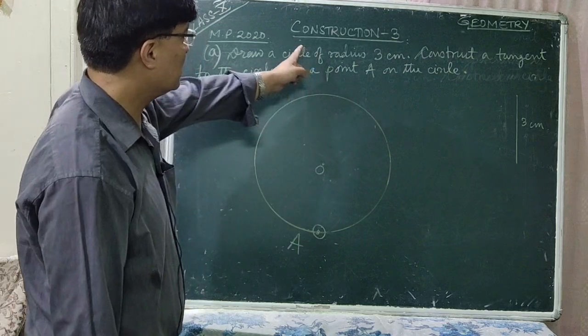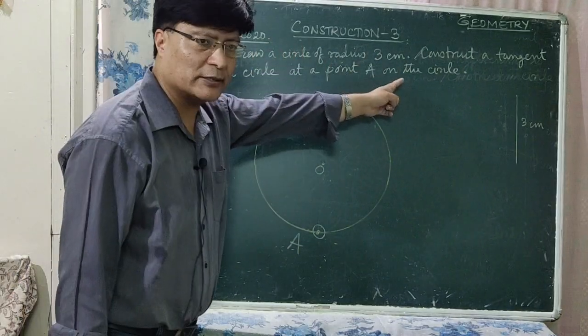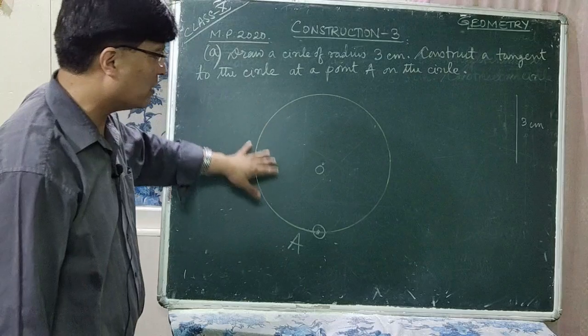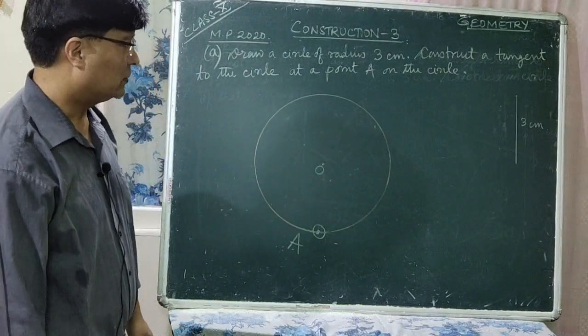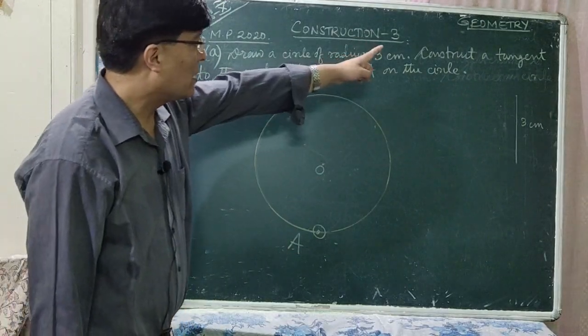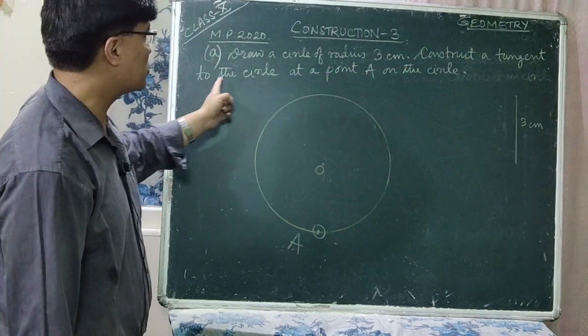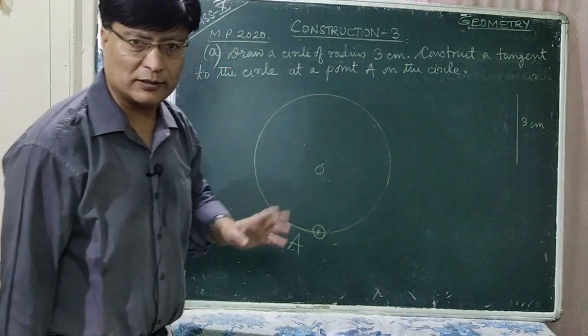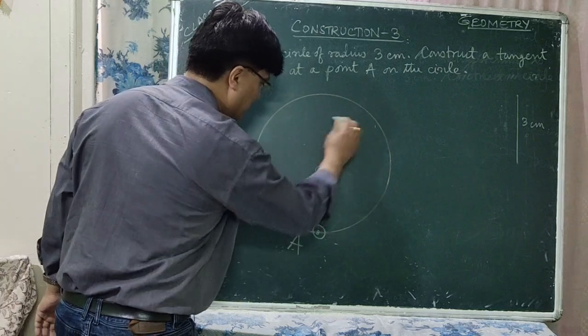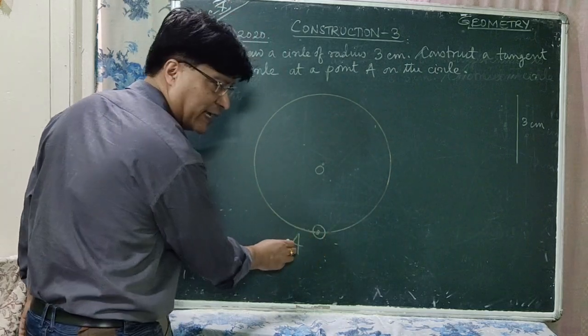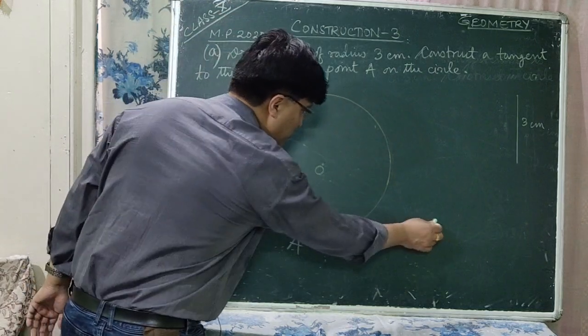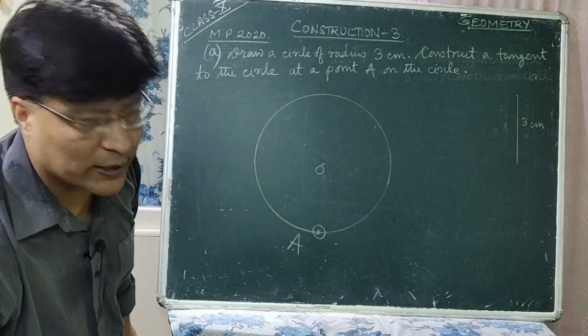So in the question, it is given that draw a circle of radius 3 cm. We have already drawn a circle of radius 3 cm. Now we have to construct a tangent to the circle at a point A on the circle. Suppose on the circle, we take a point A out here. This point is A. Now at this point A, you have to draw a tangent. So how will you draw it?